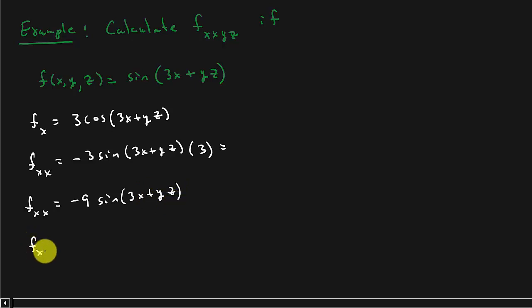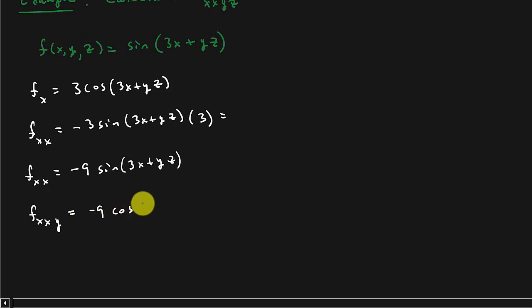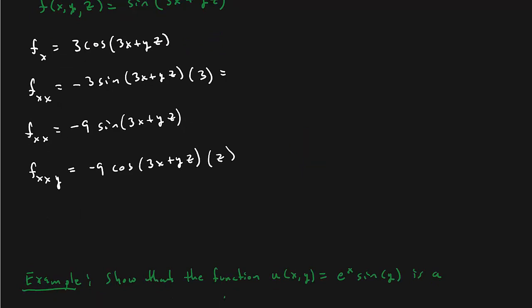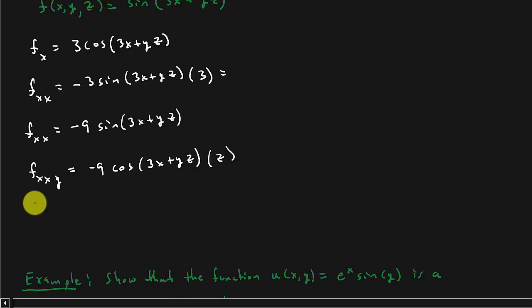And then they're wanting us to take the partial with respect to x, and then we go to the y. So now we're taking the partial with respect to y of this one. So that's going to be negative 9 cosine(3x + yz) times the derivative of what you're taking the sine of. Remember, y is the variable, the x and the z are constants, so the derivative of 3x is 0, and the derivative of yz is z. And so we got fxxy is equal to negative 9z cosine(3x + yz).